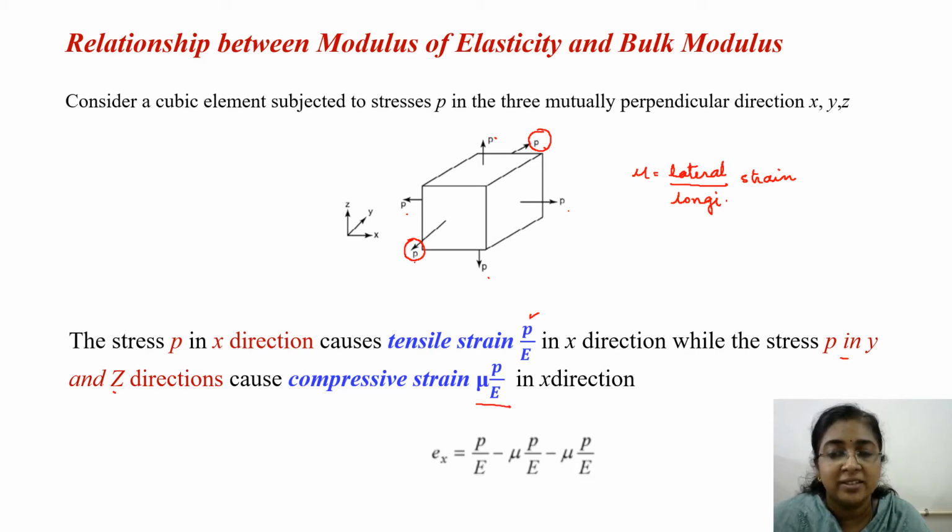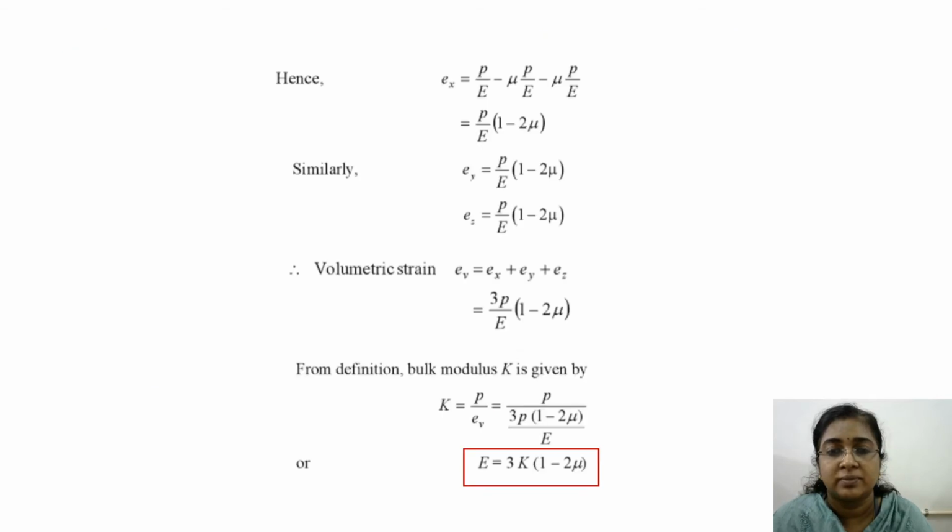So the total strain in the x direction is P by E minus mu into P by E due to the stress in the y direction, minus mu into P by E due to the stress in the z direction. We can write it as P by E into 1 minus 2 mu.